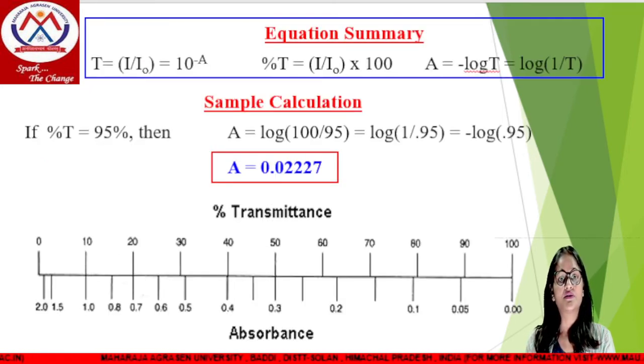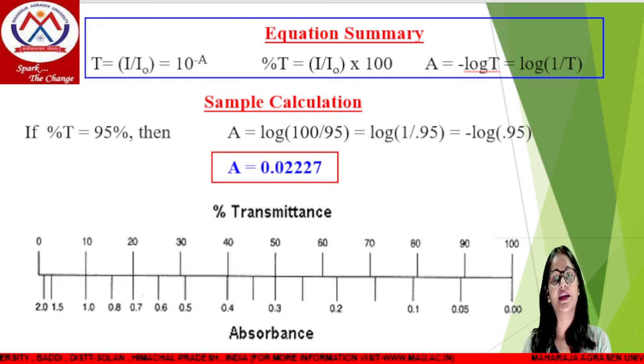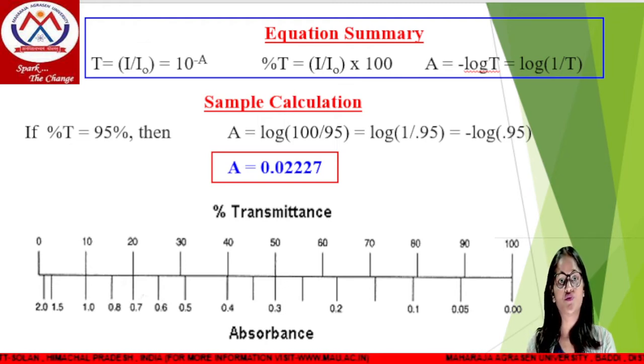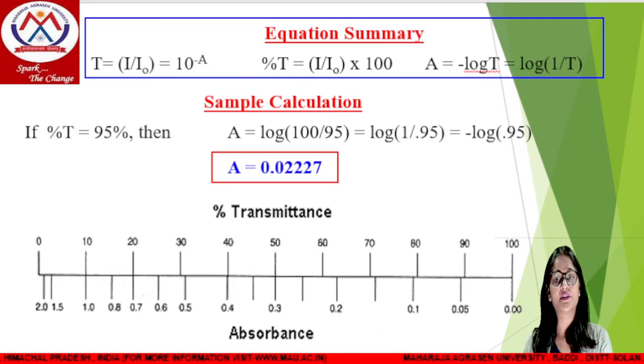These are the equations. T = I/I₀, which is also equivalent to 10 raised to the power of minus absorbance. Percentage transmittance is equal to I/I₀ × 100, and A = −log T. A sample calculation is shown here. If percentage transmittance is 95%, then absorbance will be 0.02227.